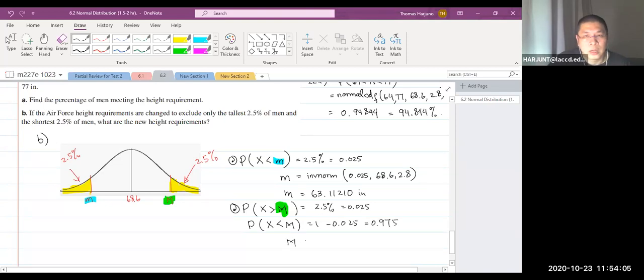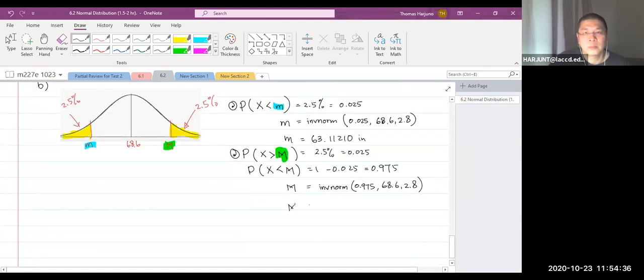So the upper limit, upper fence for the cutoff will be inverse norm 0.975. The mean is 68.6. So this M will be inverse norm 0.975, 68.6, and then 2.8. I get 74.08790.